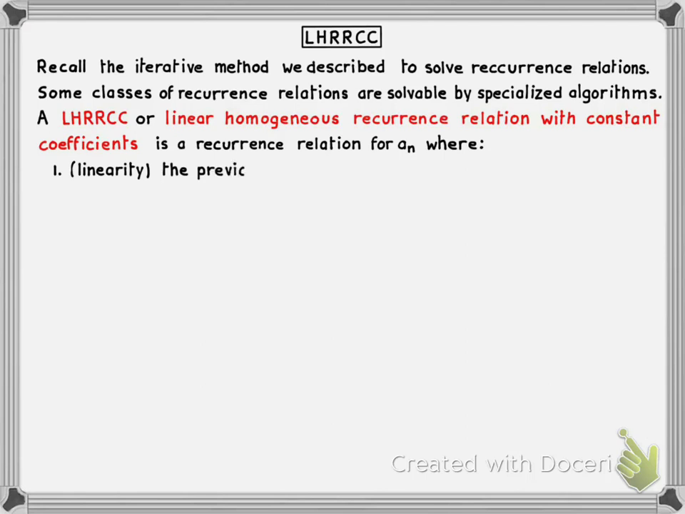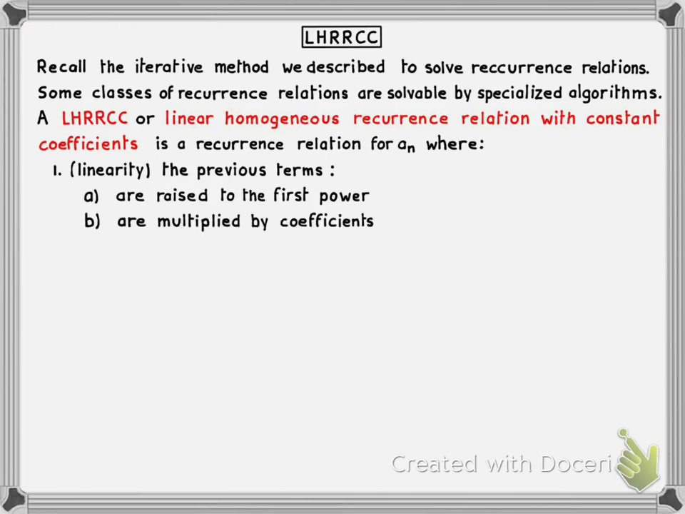So, a linear recurrence relation must satisfy the following constraints. The previous terms that a sub n depends on must be raised to the first power. So you don't have any squares or third power or fourth power, just the power 1. That's the linear part of the definition.